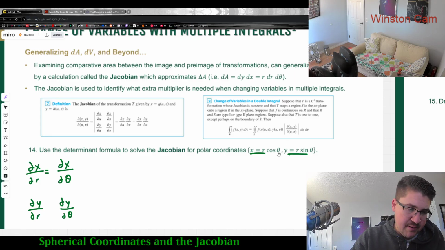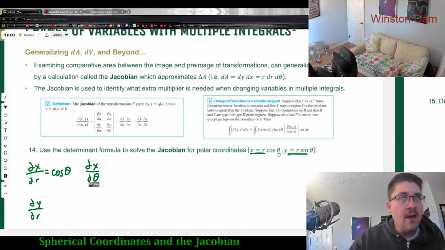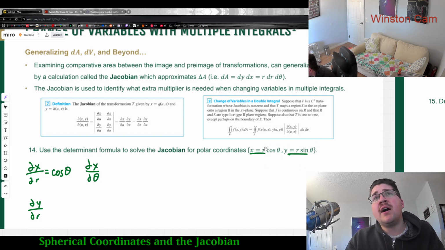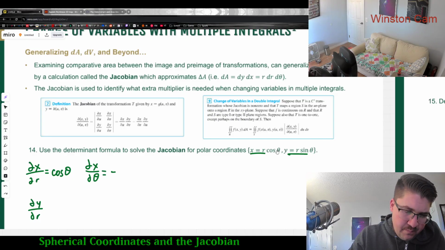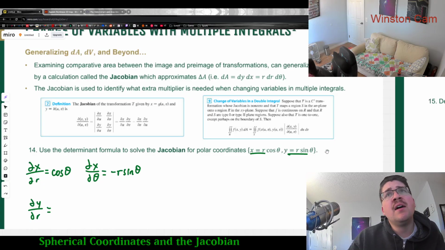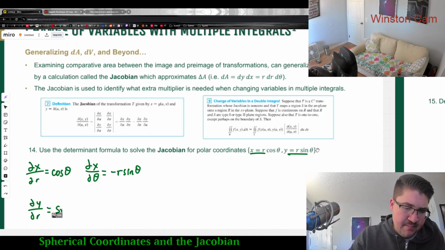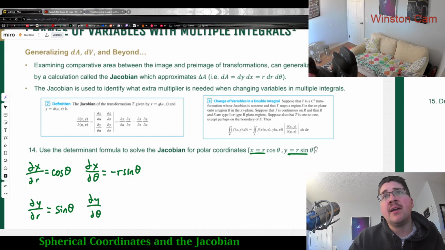I did not give myself enough space here, did I? Wonderful. dx dr would just be cosine theta. dx d theta, excuse me, the derivative of x with respect to theta, well, derivative of cosine theta is negative sine theta. And then dy dr is going to be sine theta. dy d theta, again, would be cosine.